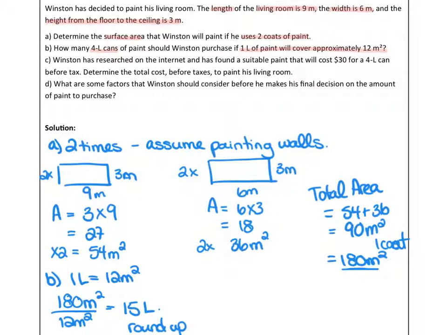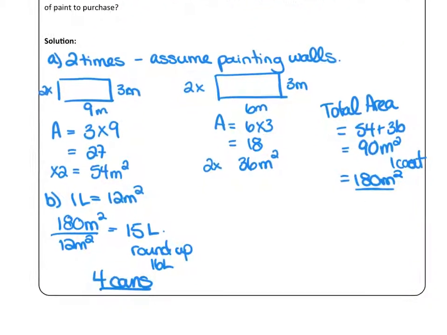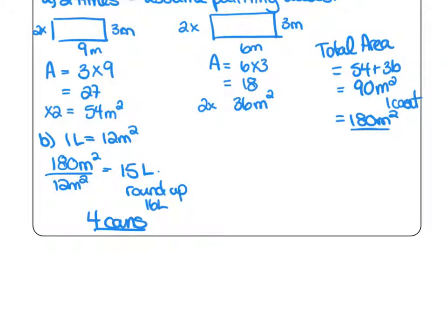He's researched the internet, found a suitable paint that costs $30 for a 4-liter can. How much is the cost to do it? So again, we're going to take our 4 cans times $30 each. Means before tax, it's going to cost $120.